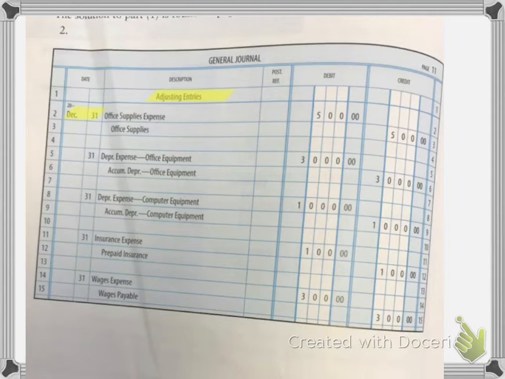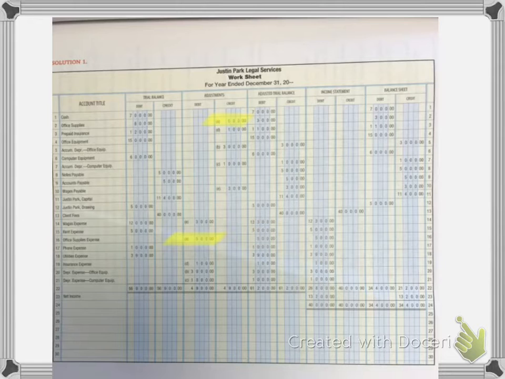For 516A, the ending date is November 30th. So all of your adjustments in 516A will be dated November 30th. So for entry A, we had a debit to office supplies expense of $500 and a credit to office supplies for $500. Okay, and then we'll go back to our worksheet and look at entry B.